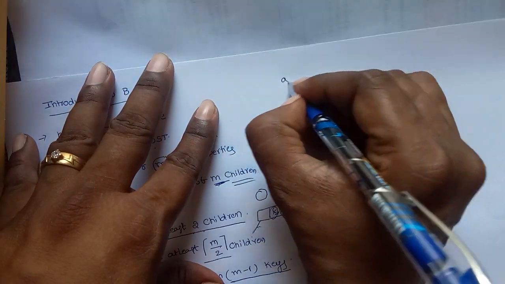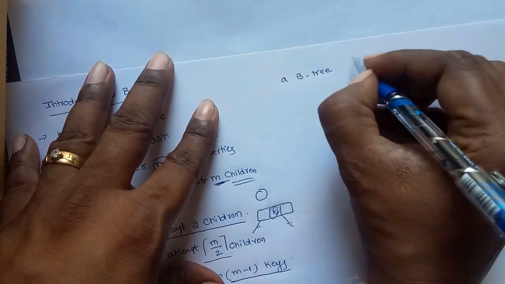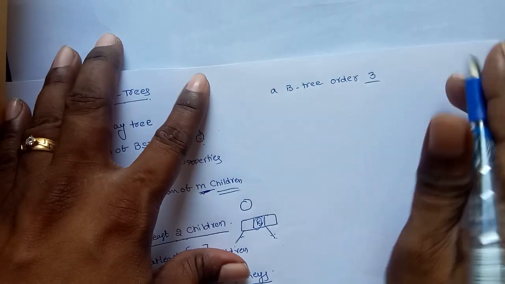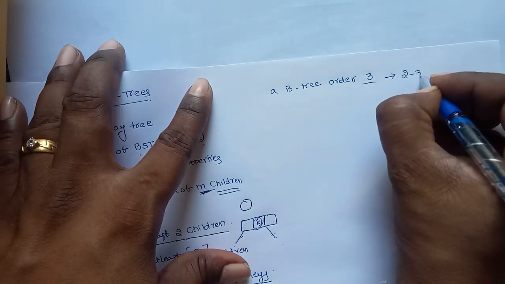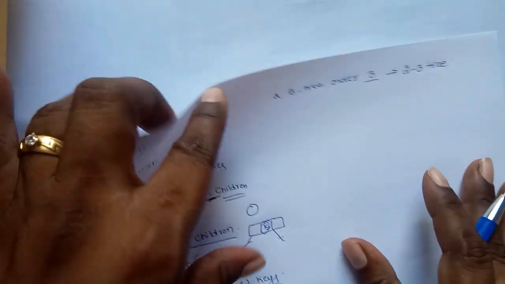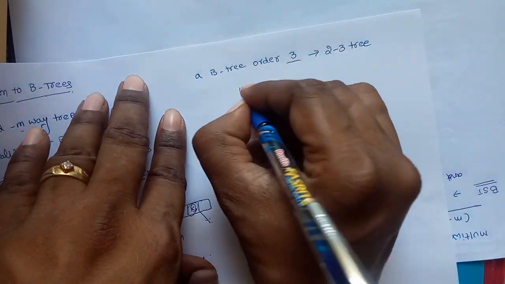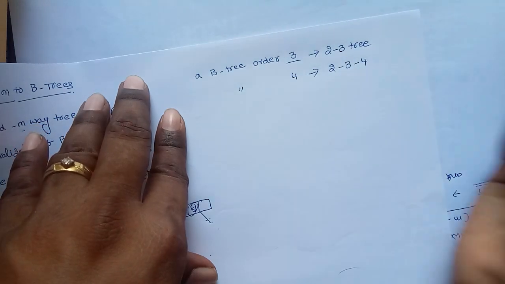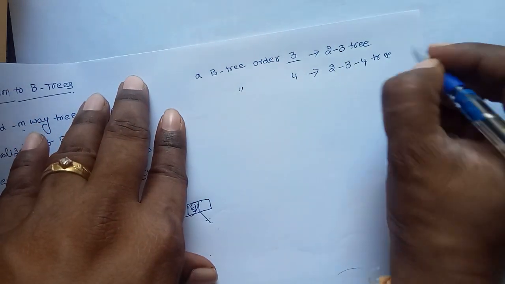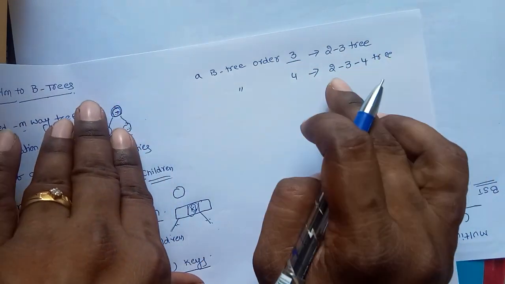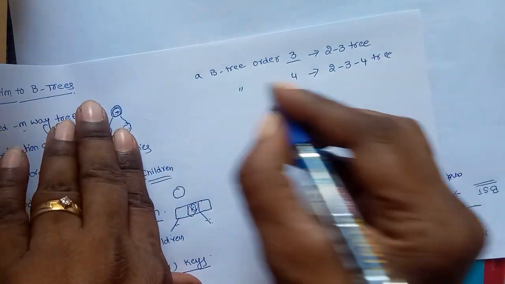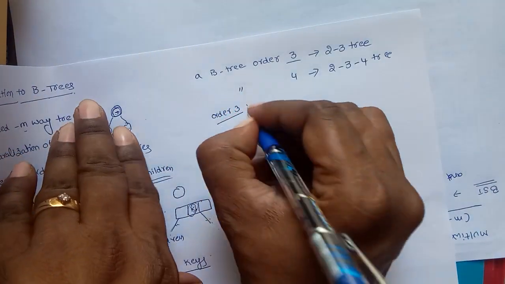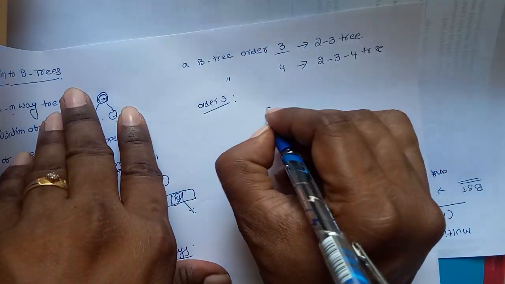A B tree of order 3 is called a 2-3 tree. A B tree of order 4 is called a 2-3-4 tree. Suppose we consider order 3. How is it represented?